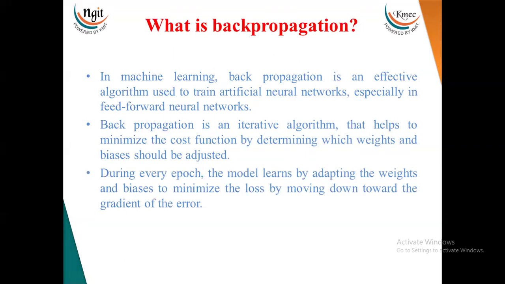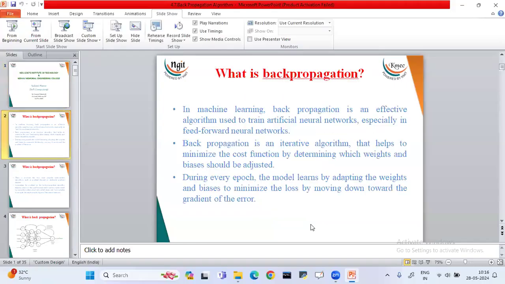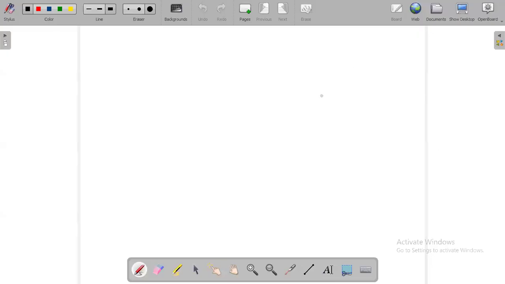It uses a feed-forward network where the output of one neuron becomes the input to the next neuron or next layer. It is an iterative algorithm which reduces the cost, and the weights always have to be adjusted. Every epoch, it will check the weights and the bias, and will remove the error with the help of the gradient. Before this, I want to show you exactly how back propagation works.